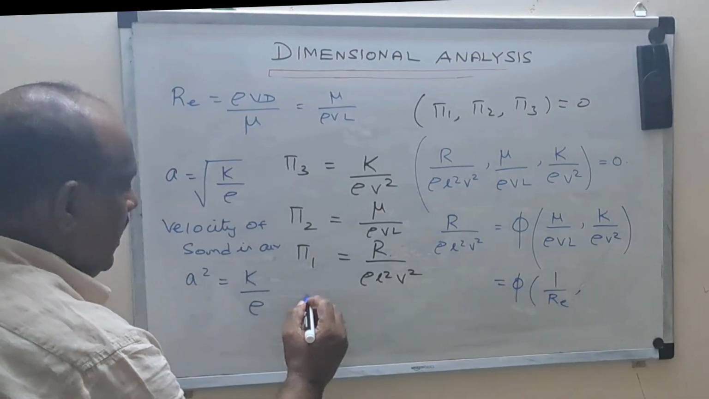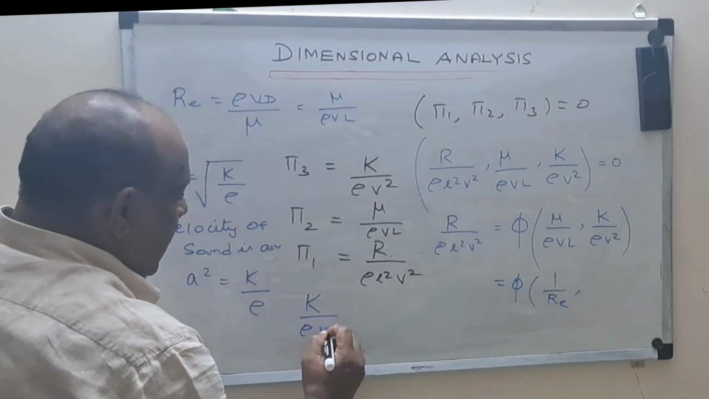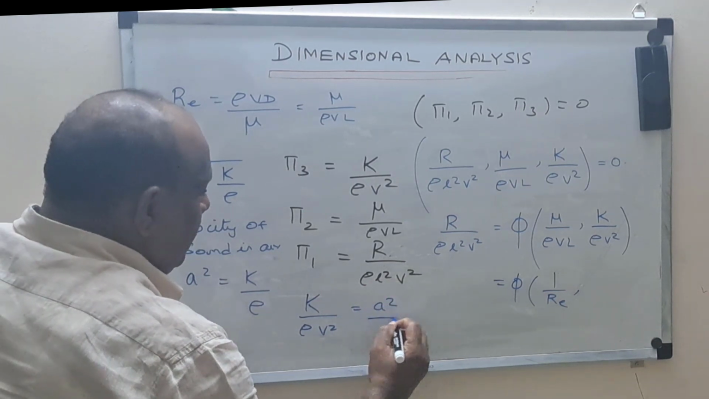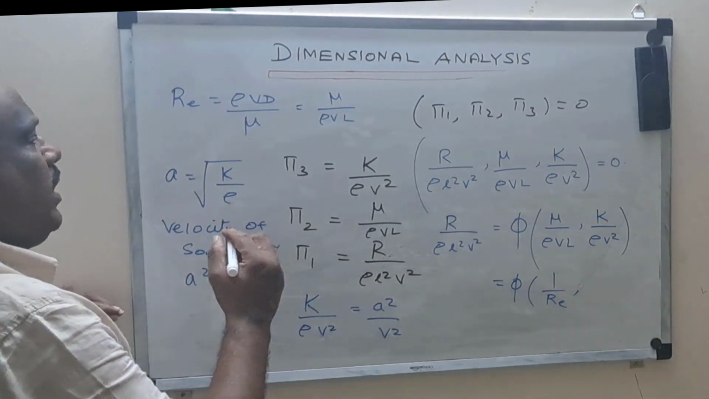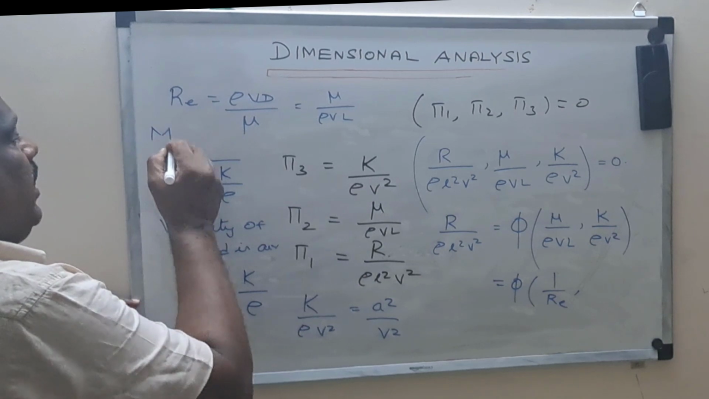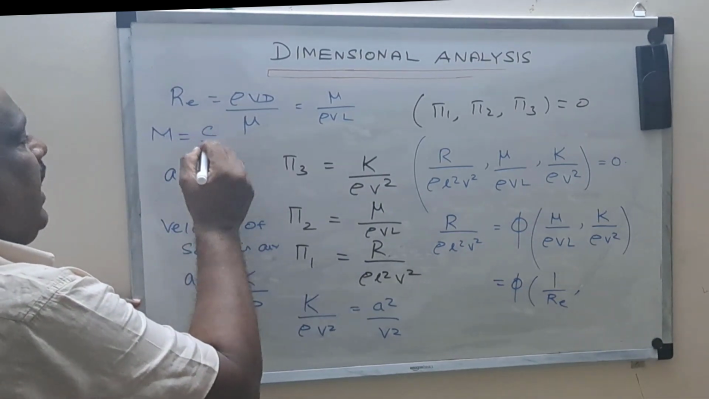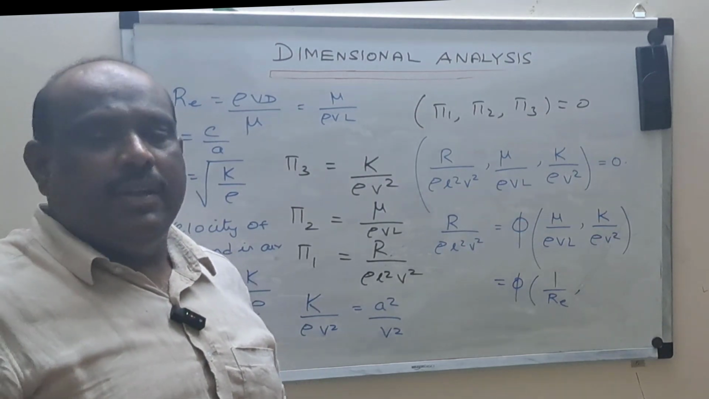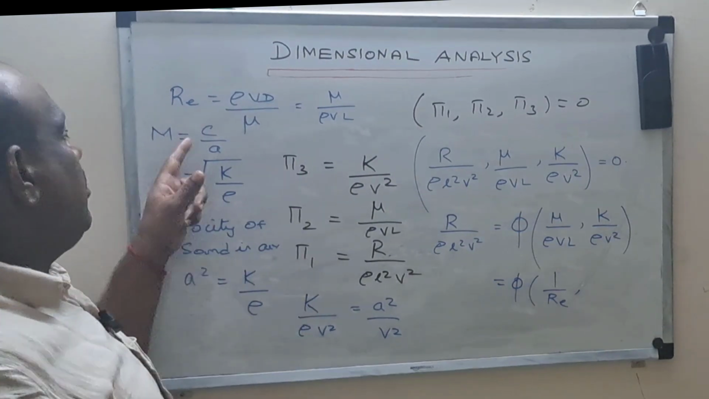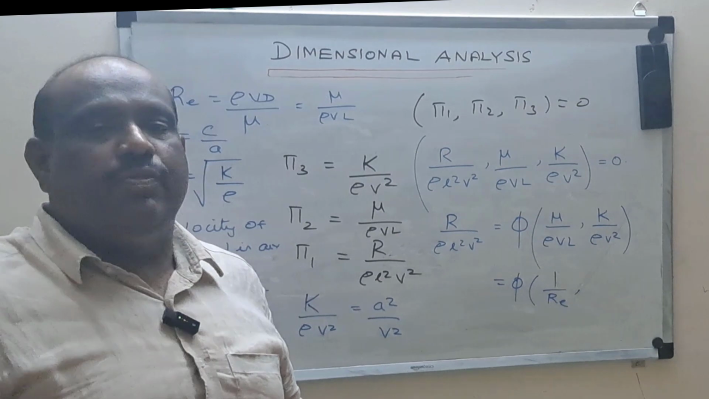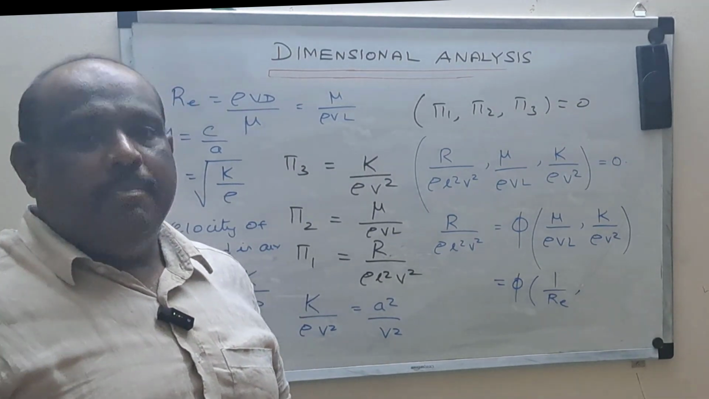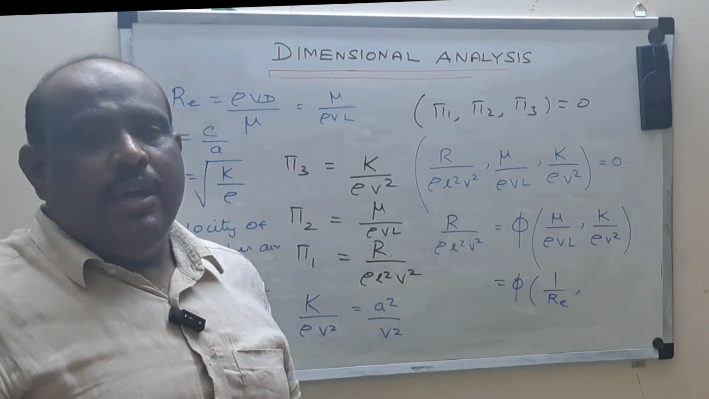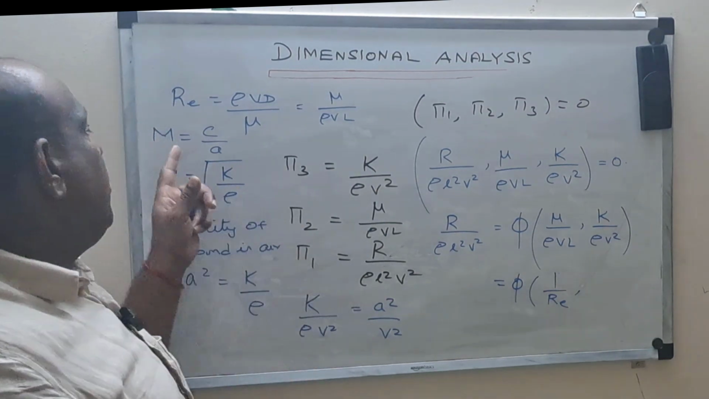So I can write this K by rho V squared as A squared by V squared. So we have another term, namely the Mach number, which is given by C by A. Already we have explained this concept in the compressibility and Mach number session. What is C? The velocity of the fluid or the velocity of the flight. A is the velocity of sound in air. So this non-dimensional number is nothing but the Mach number.